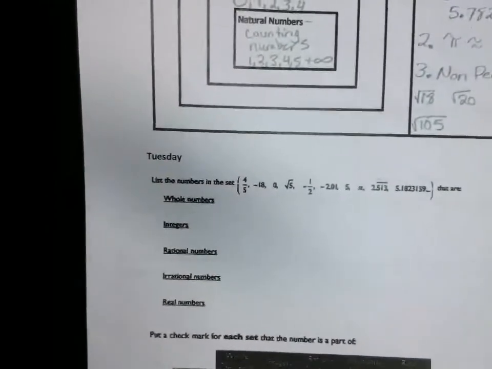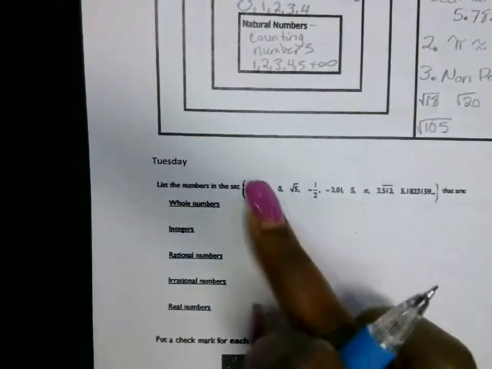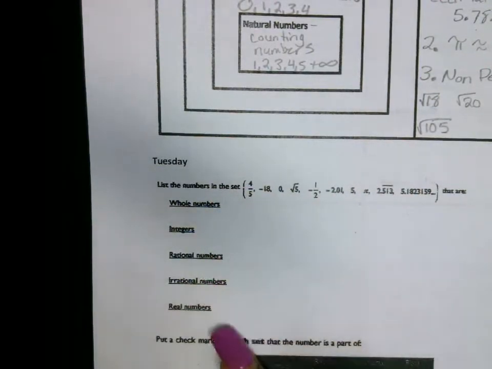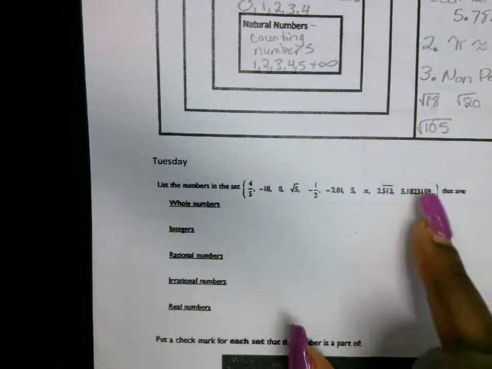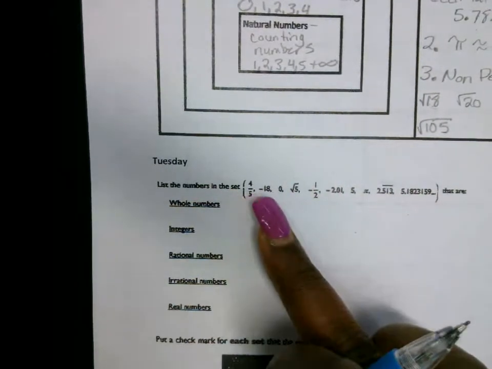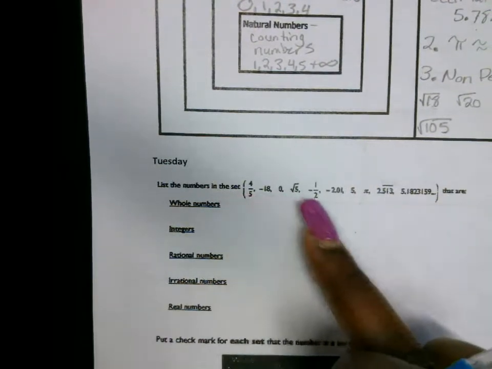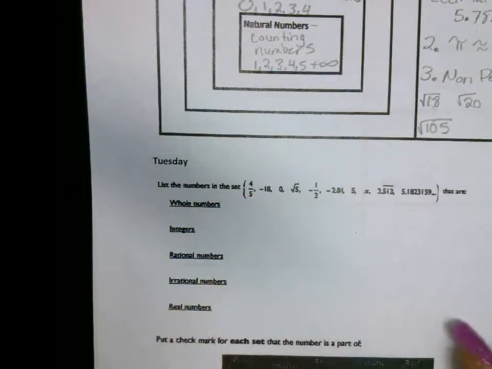So now let's put these numbers in the correct grouping. Remember, any and every number is going to be a real number. So that means that all of these numbers are going to go under real numbers.